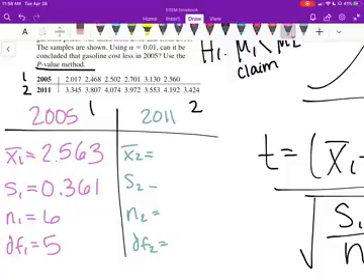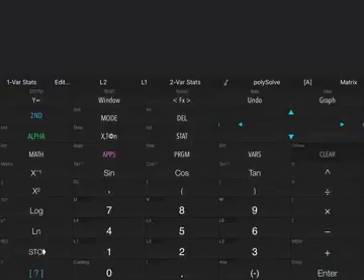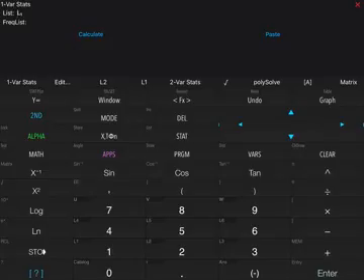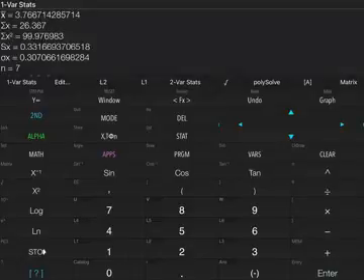So let's do the same thing for 2011. I already have that data in L2. So we'll just hit Stat, first for our stats, and we'll change that to L2. Calculate. So x bar 2 is 3.76, all right, let's go to 3 decimal places, so 3.767. S2 is 0.332. And n2 is 7.